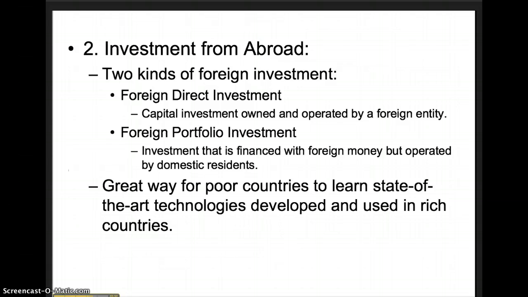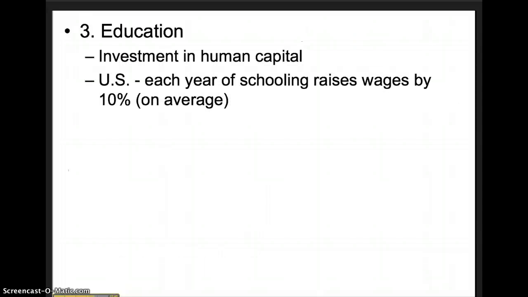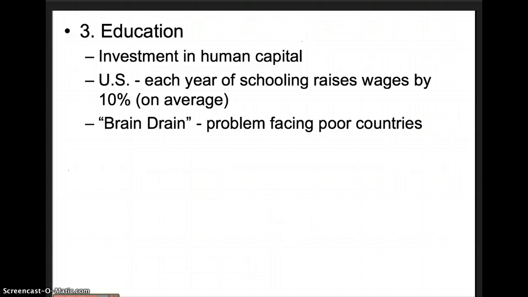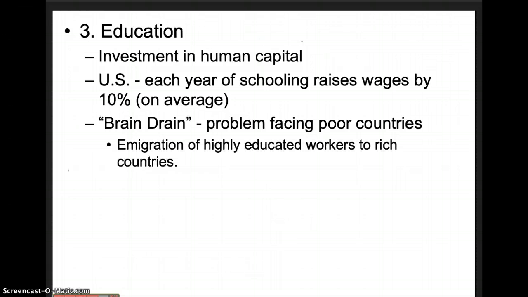The third way the government can help increase productivity is by promoting education, which increases human capital. In the United States, each year of schooling, on average, increases wages by 10%. There is a positive correlation between education, human capital, higher levels of productivity, and wages. Brain drain is a problem facing poor countries, which occurs when highly educated workers immigrate to rich countries. This leaves the poor country with a lower level of human capital.